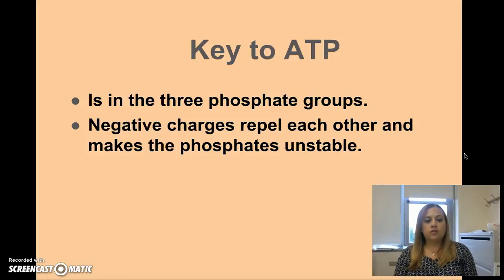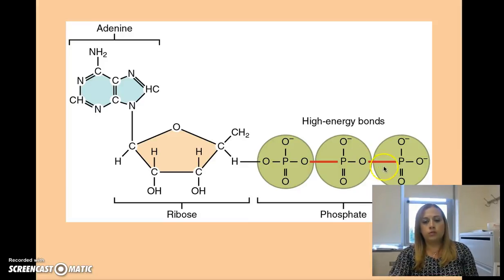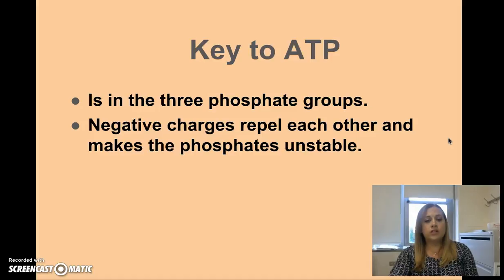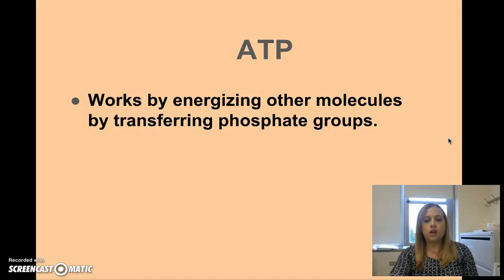So those 3 phosphate groups are negative charges and they repel each other. That makes the phosphates unstable, and so when the bonds break in between, if we take ATP, break this bond, we're left with ADP and a phosphate group that's just unattached. That's how energy is released. So the key to ATP is those 3 phosphate groups.